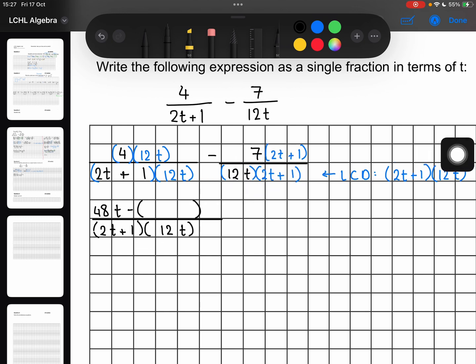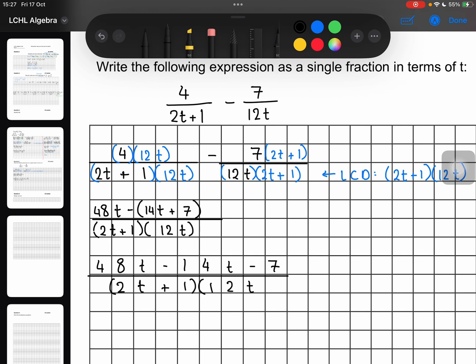Okay, so it's a 7 by a 2t, which is going to give me 14t. Okay, and that is going to have the minus act on it, and then the 7 by plus 1, which is going to give me plus 7. And again, that is going to have the big minus from outside the fraction here act on it. Okay, so what I'm going to end up with is 48t minus 14t minus 7 all over my common denominator, 2t plus 1 times 12t.